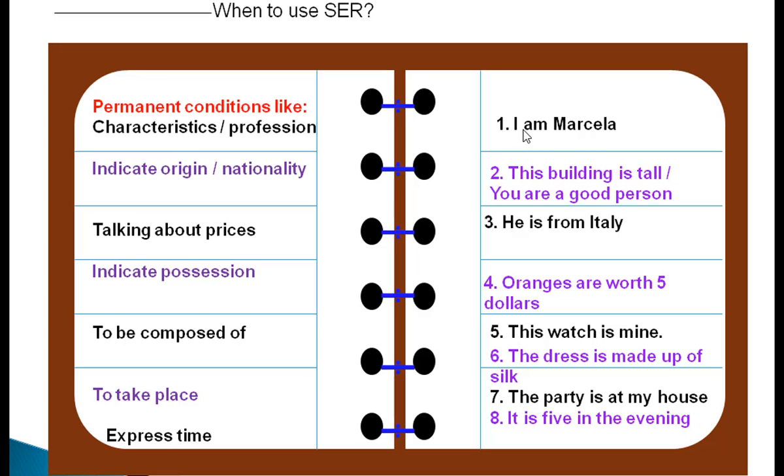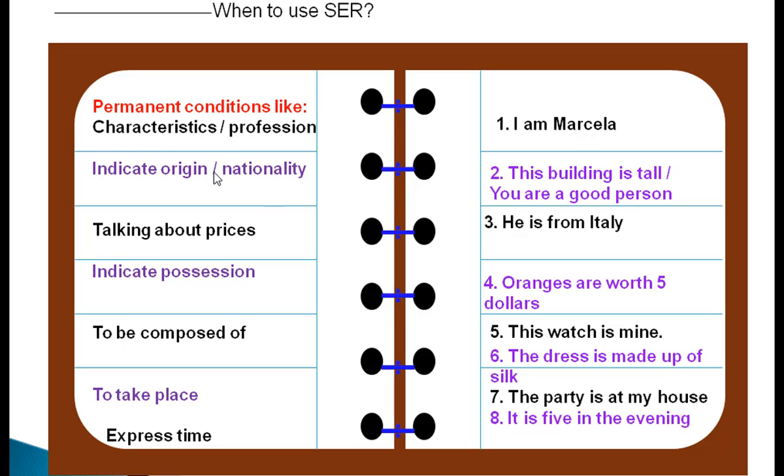We are accountants, they are software engineers, so that's a profession. So in that case, you will use SER. Indicate origin or nationality. You are from France. We are from Italy. He is from Italy. Or I am Indian. You are American. So we'll use SER.